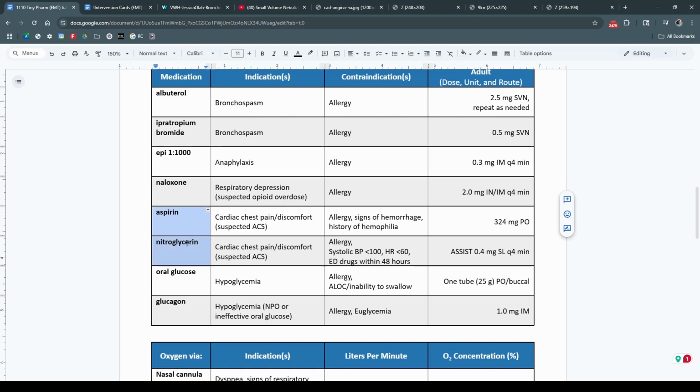With aspirin and nitro, we're giving this for cardiac chest pain or discomfort and suspected ACS. Very often, students will think it is albuterol or Atrovent for difficulty breathing and aspirin or nitro for chest pain, but it's and. We want to give both medications. If a person has bronchospasm, we want to give albuterol and Atrovent if we can. And if a person has chest pain, we want to give aspirin and nitro if we can.